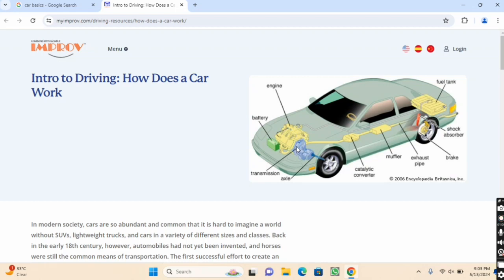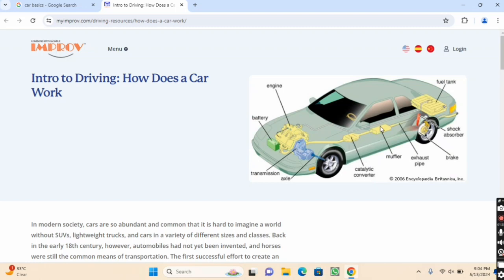Then we have the transmission, automatic or manual. In case it's manual, it takes a clutch. That's for manual, right? Then the axles, of course, are connected to the drivetrain, connected to the wheels so that the car moves.